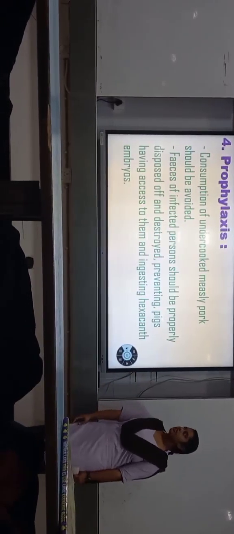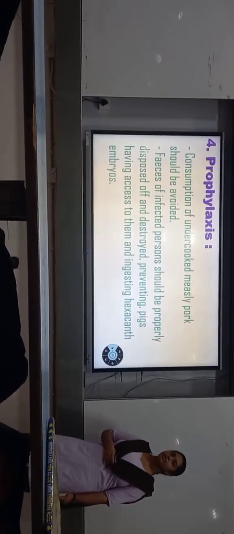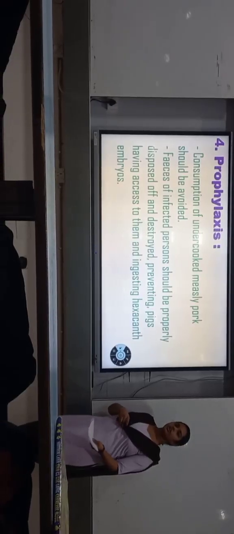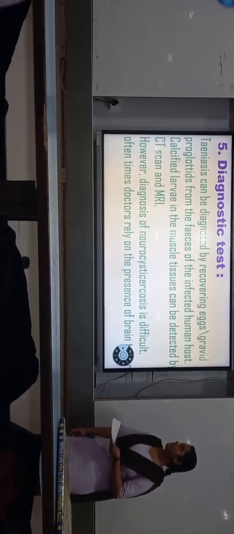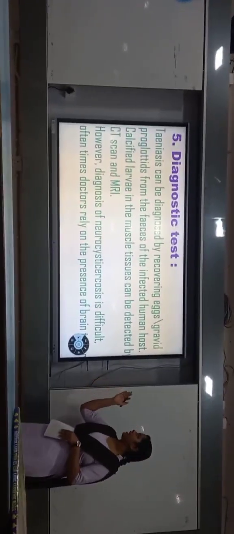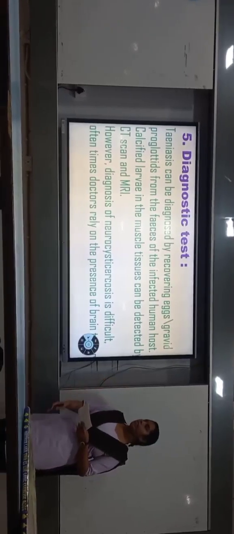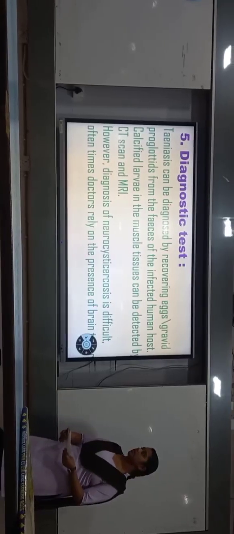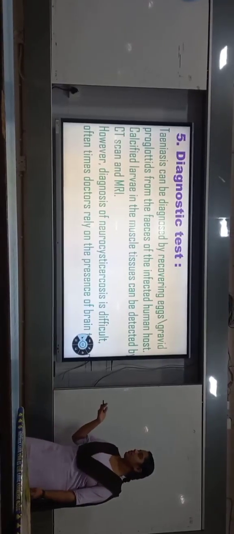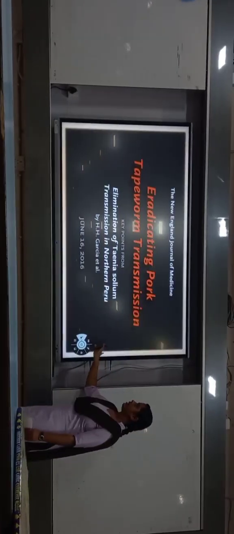Now prophylaxis. Consumption of undercooked measly pork should be avoided, and the fecal material which is passed by the host should be completely destroyed. And diagnostic tests. Here, taeniasis can be diagnosed by recovering eggs or gravid proglottids from the feces of the infected human host. However, neurocysticercosis is very difficult to cure. Oftentimes, doctors also rely on the presence of a brain tumor. Now let's see the last video.